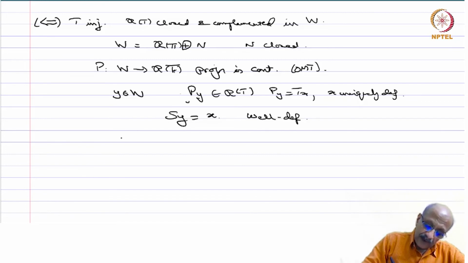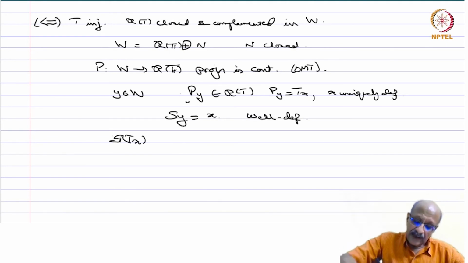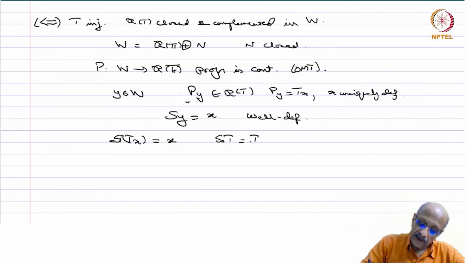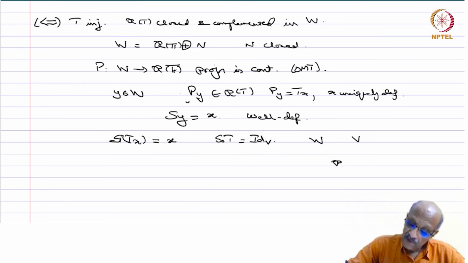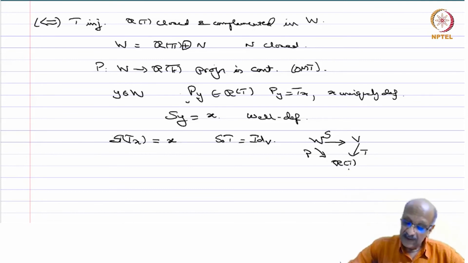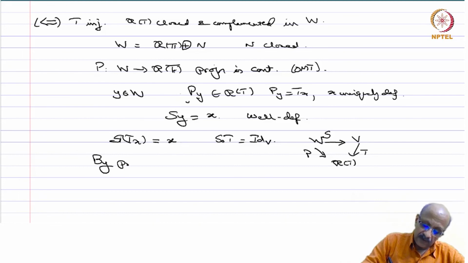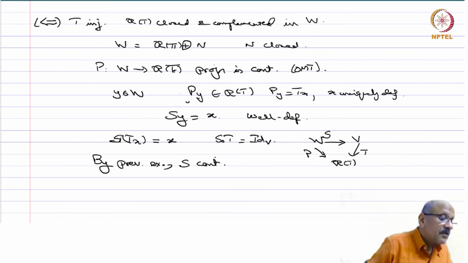So if you take S of Tx, then Tx is already in the range, so trivially this has to be only x. So S composed with T is the identity on V. And now you have W, V and the range of T. This is closed, so all three are Banach spaces. From W to the range of T you have the map P, and from V to the range of T you have the map T, and then you have defined the map S as the unique x such that Tx equals Py, and that's exactly the previous problem. So by the previous exercise, S is continuous and therefore we are done.